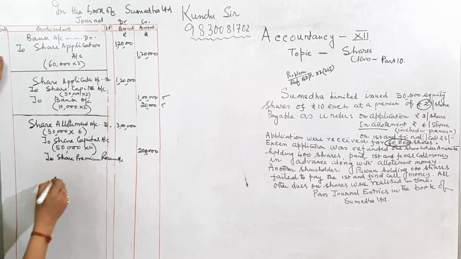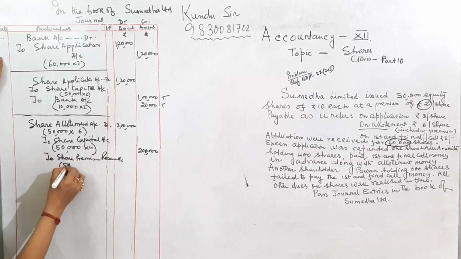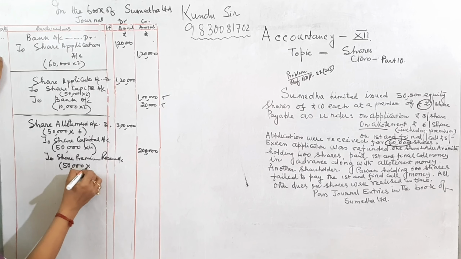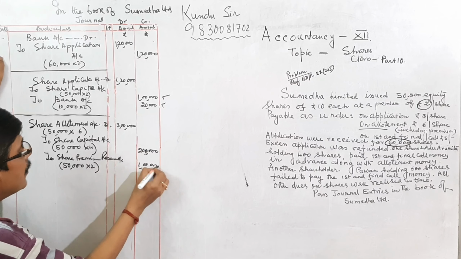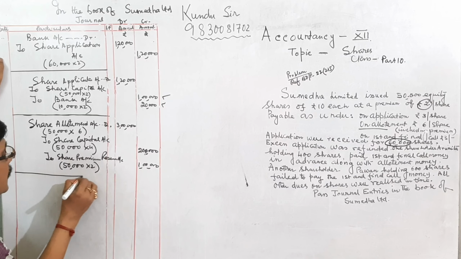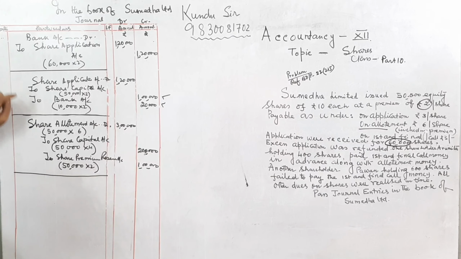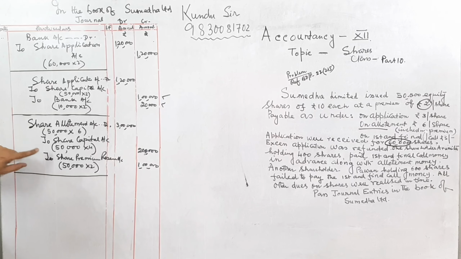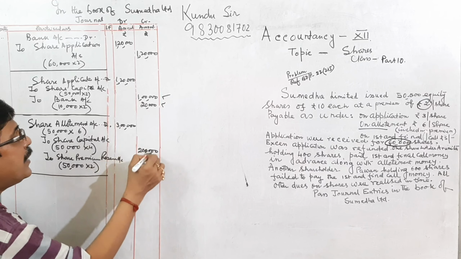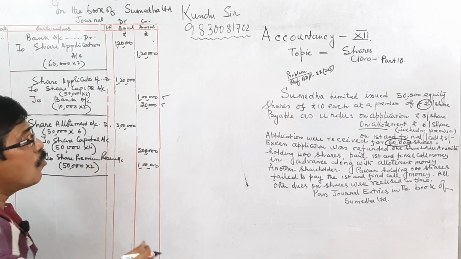Reserve account, it is 50,000 into 2, that is 1 lakh. That means the total entry is what? Share allotment account debit to share capital, to security premium reserve account, and we are getting this money, that is 3 lakhs.